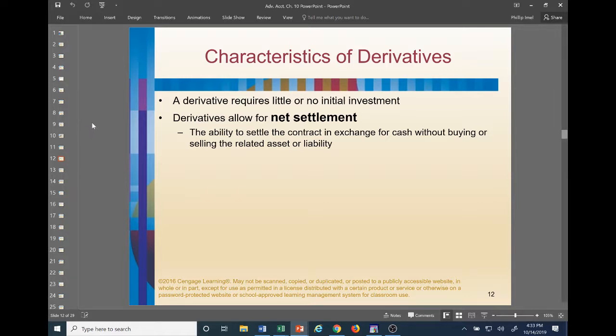It also requires little or no initial investment upon inception, and it allows for net settlement, meaning the derivative contract can be settled in exchange for cash without having to actually buy or sell the related asset or liability.